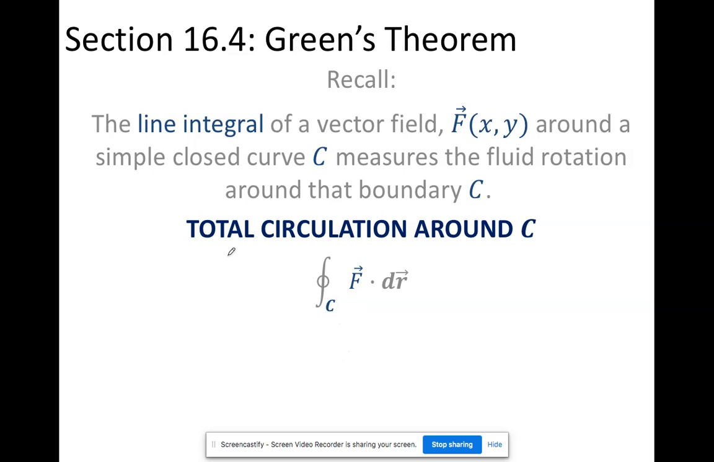And today we are going to learn about Green's theorem. Green is a fairly modern mathematician. I think he's English, and I don't remember exactly. I could look him up.